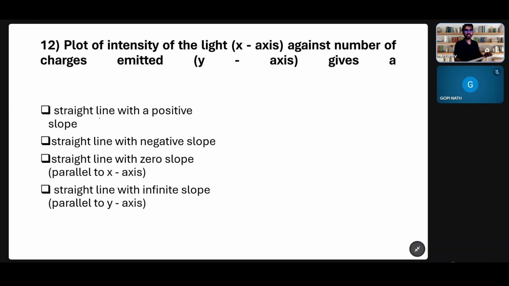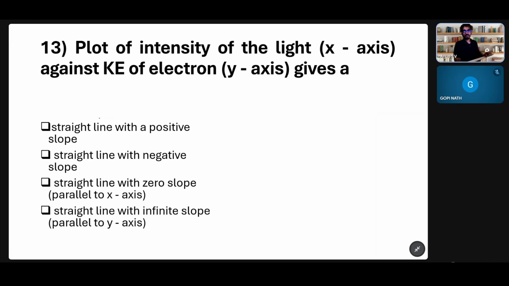So the answer is, I think, pretty straightforward. It gives a straight line with a positive slope, because the number of charges emitted is directly proportional. So your intensity of the light will be directly proportional to the number of charges emitted. More photons emitted, more light.